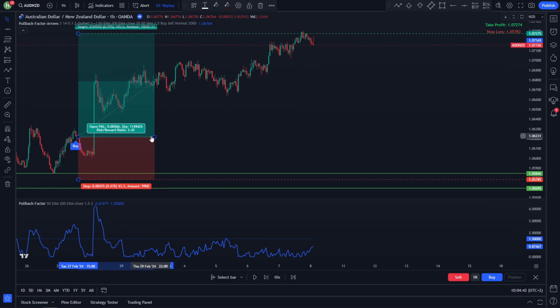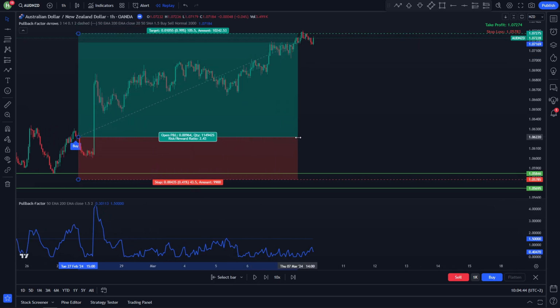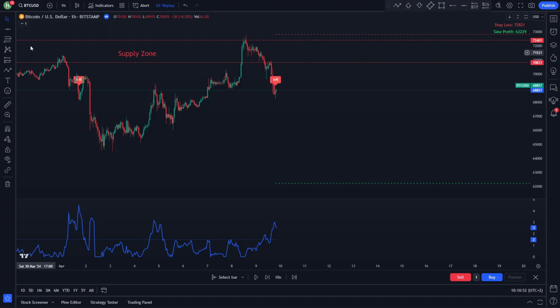Next, let's explore another trading example. However, this time we'll be focusing on a cryptocurrency. For this example, I've selected BTC USD, or Bitcoin against the US dollar, in the hourly time frame. From the chart, we can observe multiple rejections away from a supply zone, which I've marked in red.